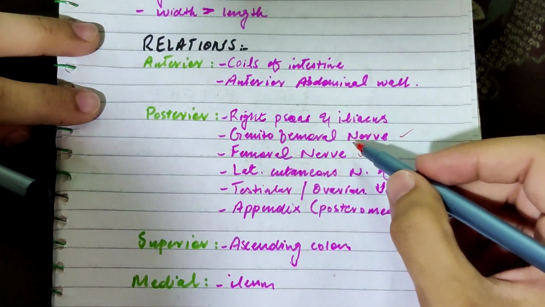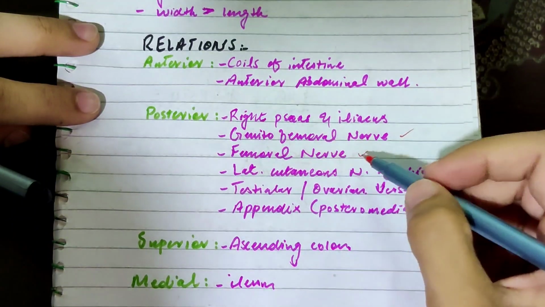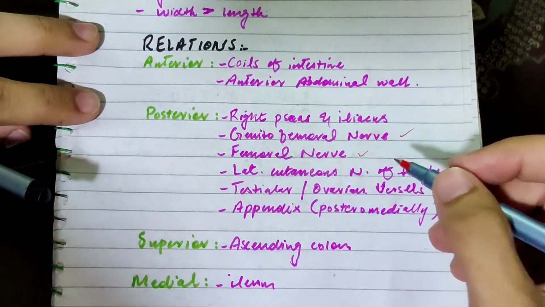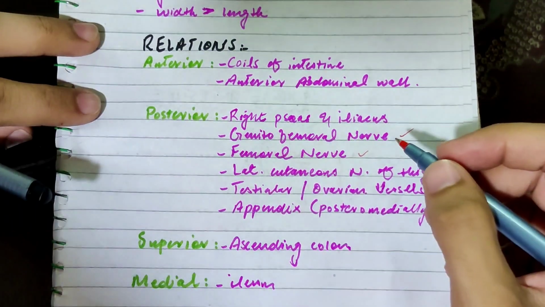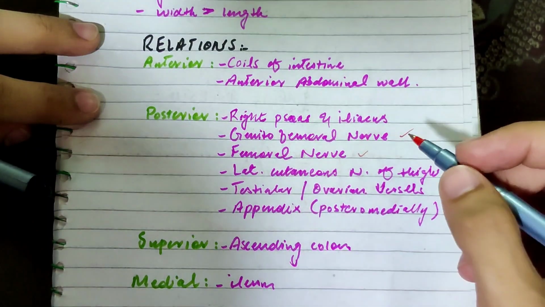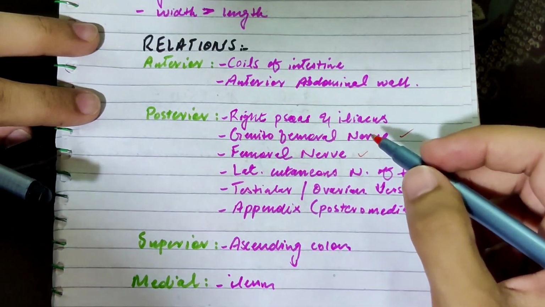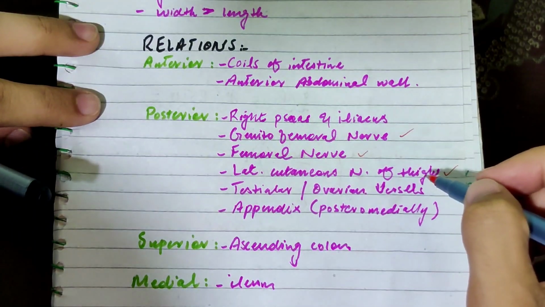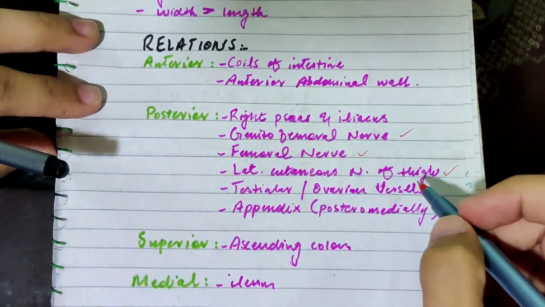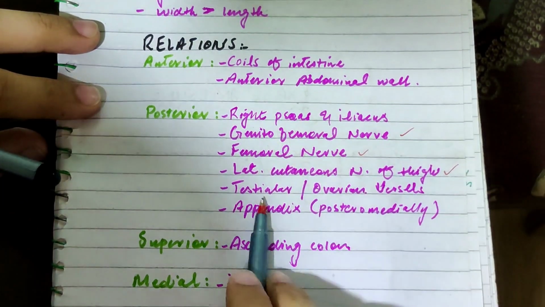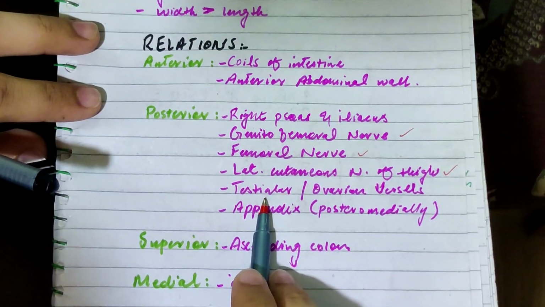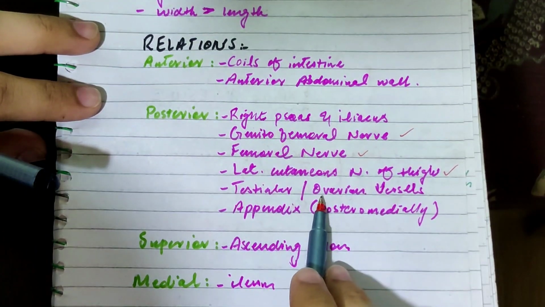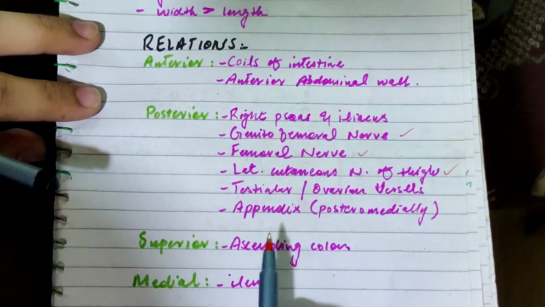So from the name we can know that the genitofemoral and the femoral nerve are present near the femur, which is a bone of the lower limb. So the femoral nerve and the lateral cutaneous nerve of the thigh are present in the posterior portion of the cecum. Then comes the vessels. In males we have the testicular blood vessels, the arteries and the veins, and in the females we have the ovarian arteries and the veins.